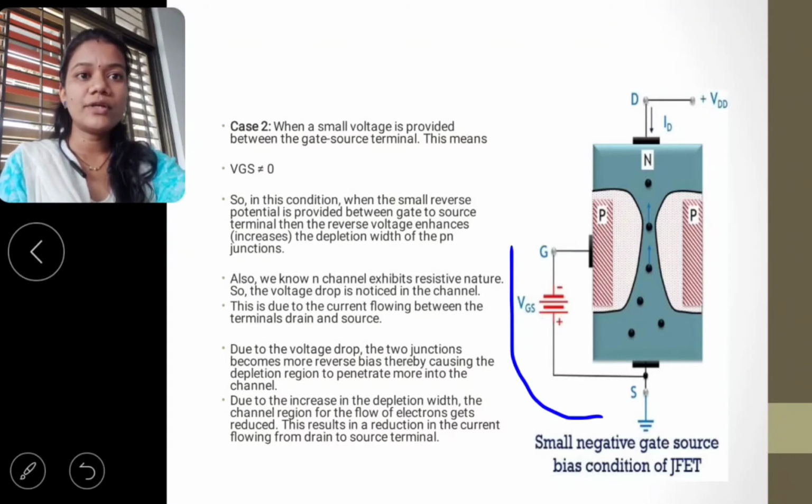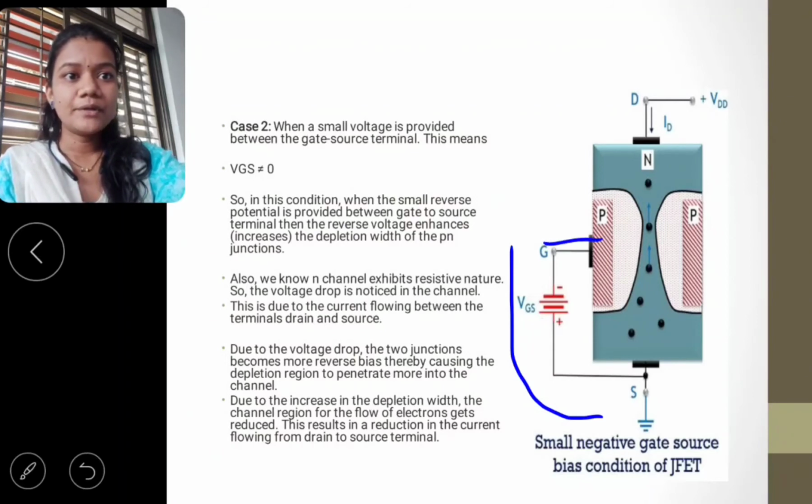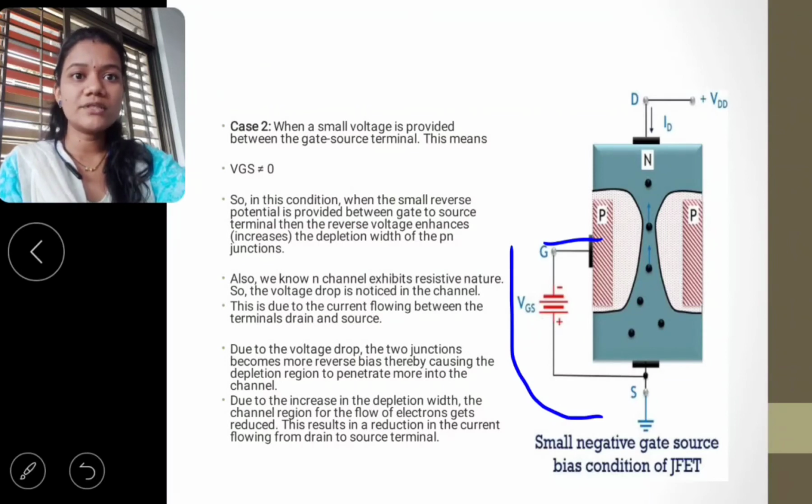So in this condition, what happens? When a small reverse potential is provided between gate and source terminal, the reverse voltage increases the depletion width of the PN junction. As there is a reverse voltage, because the P-type bar has negative potential and the source has positive potential, the reverse voltage is applied. So because of this reverse voltage, the depletion width of the PN junction increases.